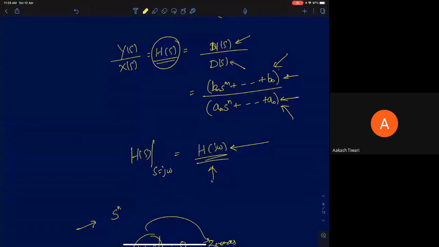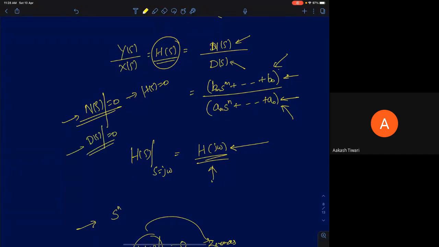So these are the roots of this numerator polynomial, where N(s) goes to 0. When I say roots of N(s), I mean the values of s for which N(s) goes to 0, which means H(s) also goes to 0. If N(s) goes to 0, H(s) also goes to 0. The condition here is that D(s) is not going to 0 at the same point. Okay, so this is the condition.